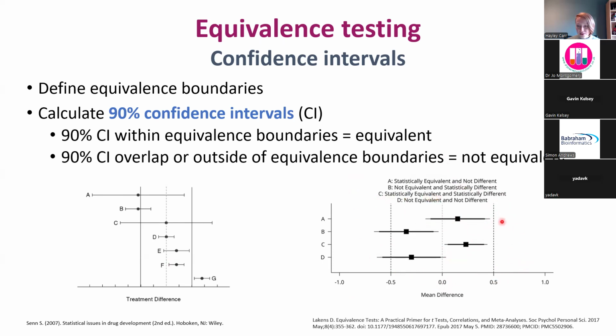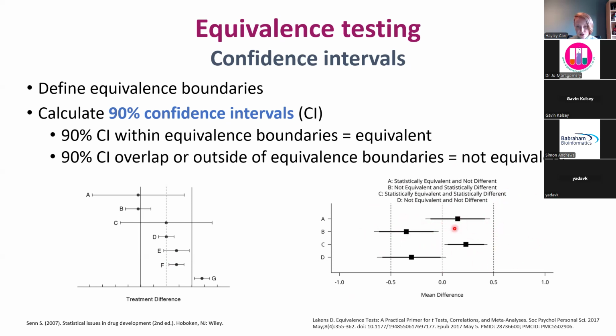So there are a few different outcomes you can have when you look at both of these. So study A here clearly would be equivalent because the 90% fall within the equivalence boundaries, and it also overlaps 0, as do the 95%. B is not equivalent because it goes over the edge, and also would be statistically significant if you were doing a hypothesis test to test for a difference.